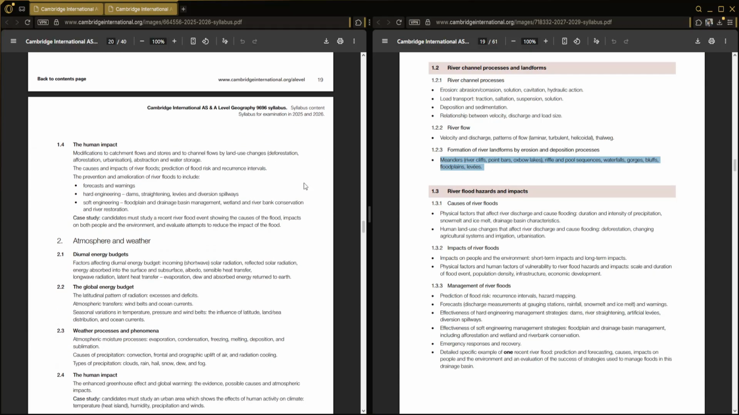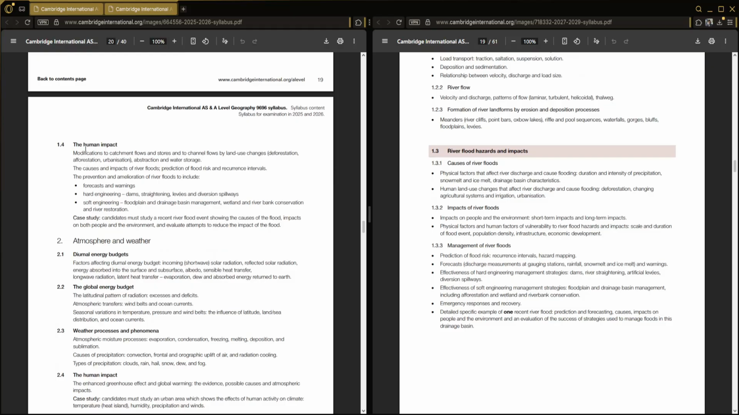Now moving on to 1.3, which is 1.4 in the old syllabus, human impacts or hazards. Previously, it was kind of odd because they were mentioning how humans can modify the drainage basin and then suddenly asked about the causes of floods. So it was very oddly structured and kind of confusing. In the new syllabus, it structures causes, impacts, and management. So there should be no confusion on what you have to study.